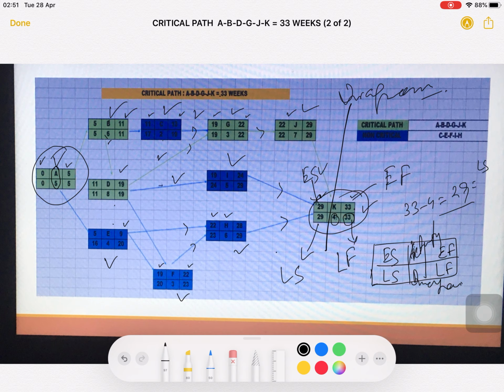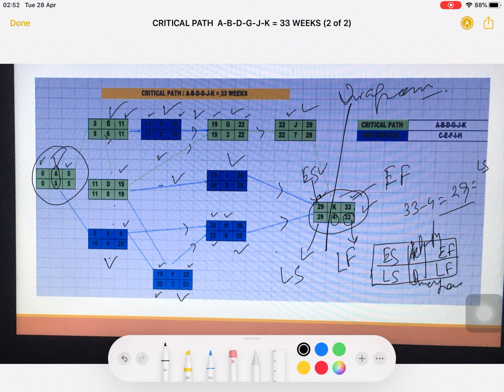In the same way you will come back: 29 minus 6 gives 23, 23 minus 3 is 20. And if you take E, there are two activities: from F to E it is taking time 20, and from H to E it is taking 23. So, we will take the lesser one, so 20. Okay. So, this is the way you will find out the late start and late finish.